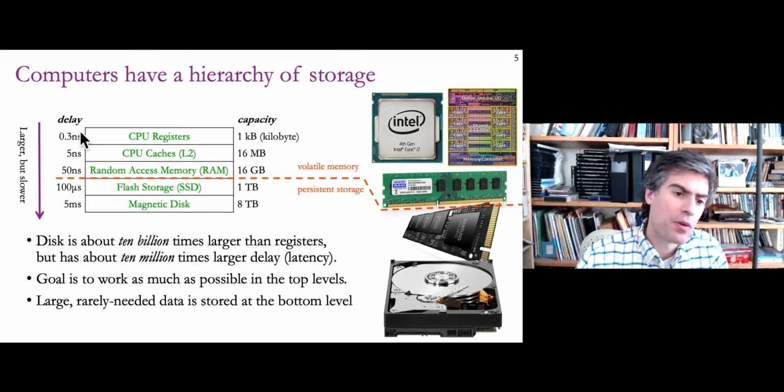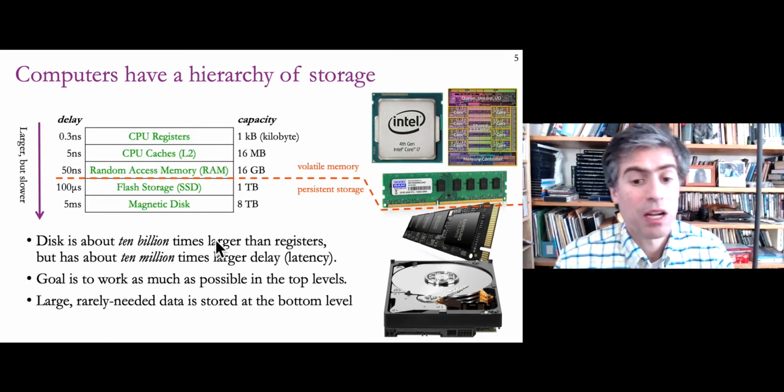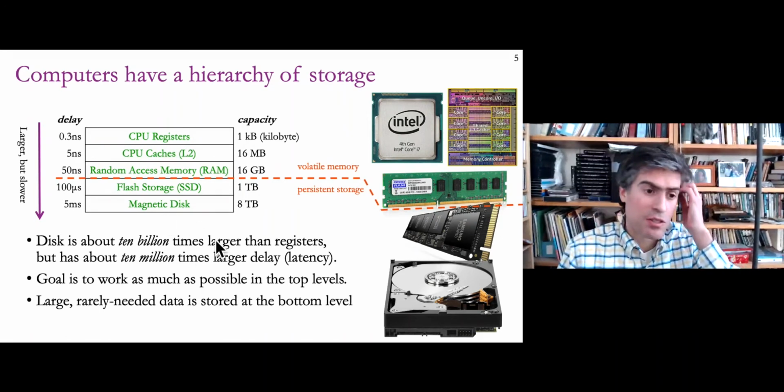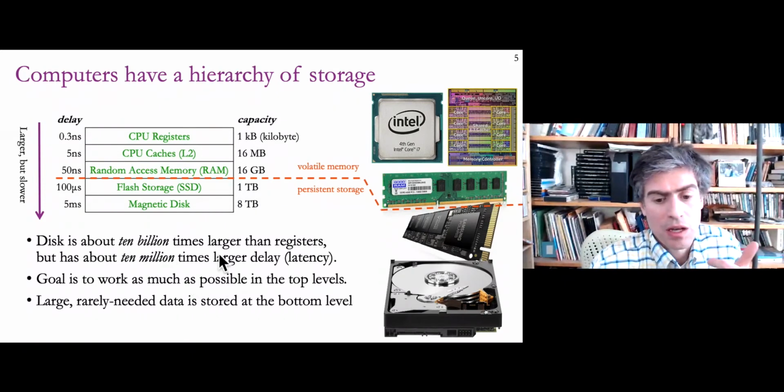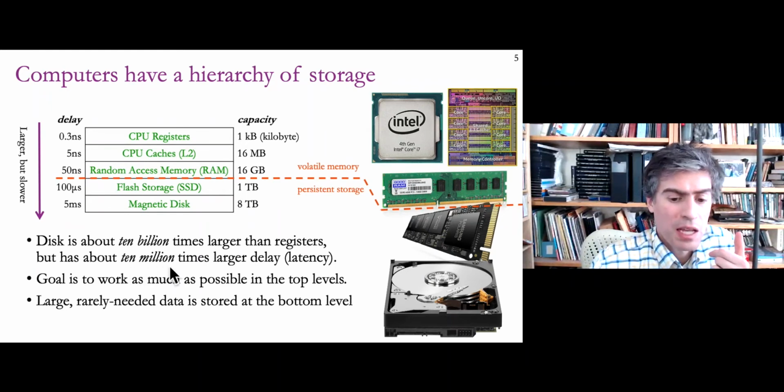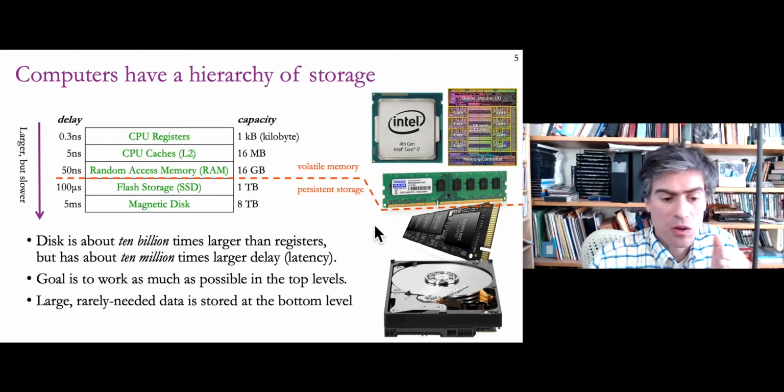Okay, and when you move from these smallest and fastest storage locations to the biggest and slowest, you have dramatic differences in the speed and capacity. So a magnetic disk is about 10 billion times larger than the CPU registers. It also has 10 million times larger delay or latency. So in the same time it would take to read a register 10 million times, that's the time it takes to read just one thing off of a disk.